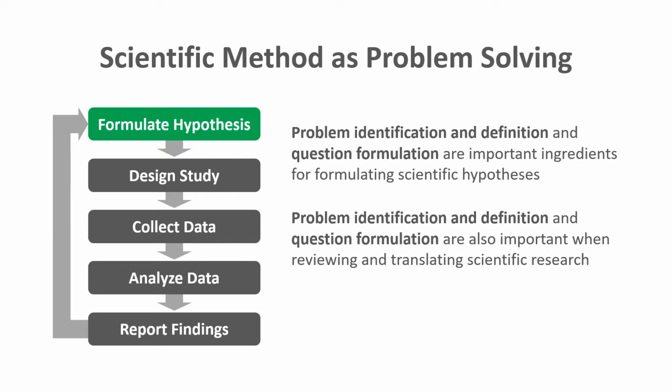Now, problem identification and definition and question formulation are also important when reviewing and translating scientific research, because scientific research is based on the scientific process and it's based on testing scientific hypotheses. So we want to apply a similar type of rigor and this type of logic when it comes to searching through the different literature that we have access to that's scientific or academic in nature, as well as reviewing and synthesizing that information to draw home the key points or whatever will help us answer our focal question or solve our focal problem that we wish to be solved.